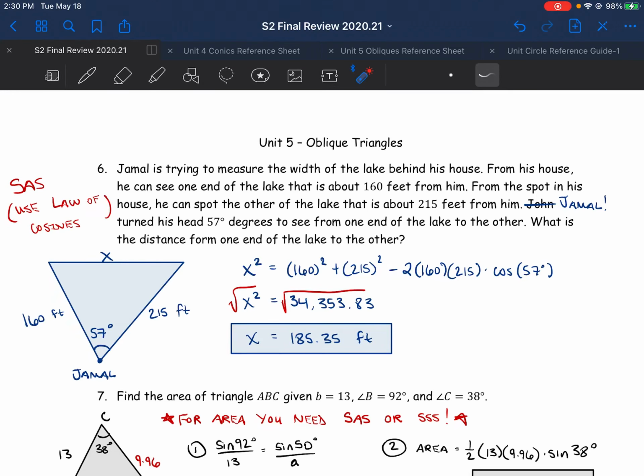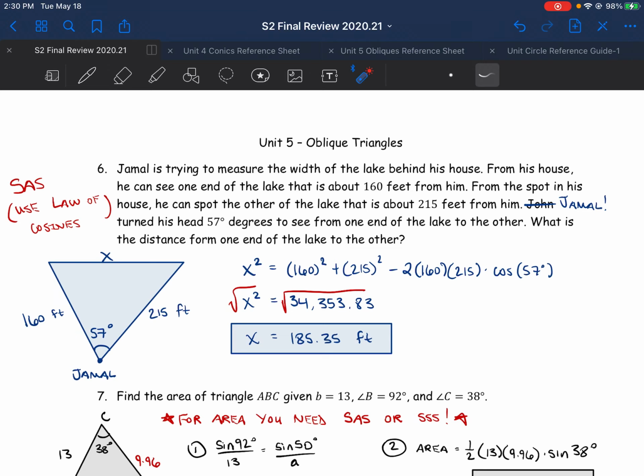In today's video, we're going to be looking at the Unit 5 section of the Semester 2 Final Exam Review for Pre-Cal. Let's go ahead and get started. So here in problem number 6, we have a problem where we have this guy, Jamal, that is looking outside of his house at two different sides of a lake, and he wants to find out how far across, or what is the distance from one end of the lake to the other.